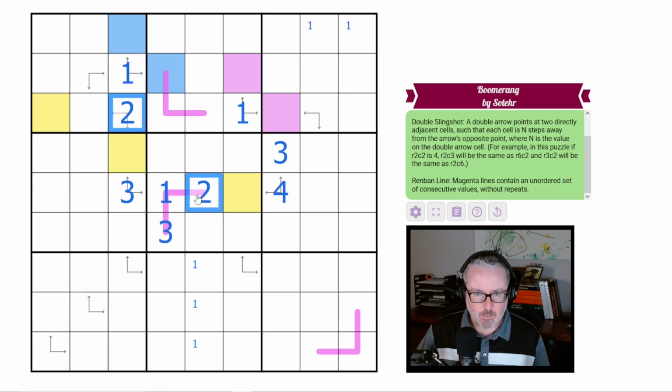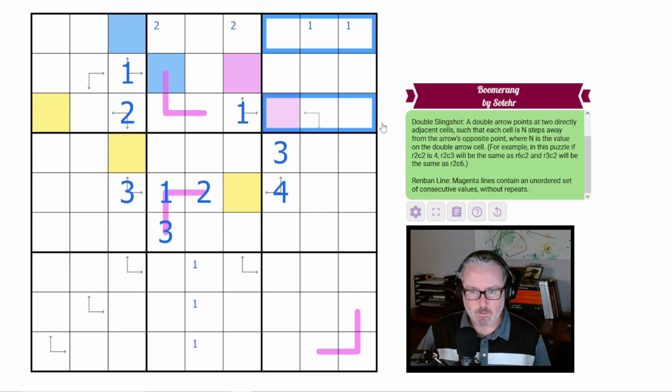We can start to kind of pare things down. This can't be a 2. This can't be a 2, so one of these is, which means one of these is. Baby steps. Whatever this is, it's going to be some distance away from here.